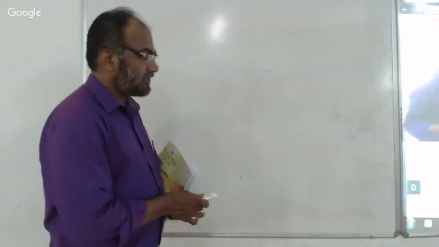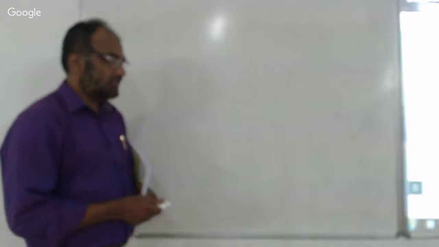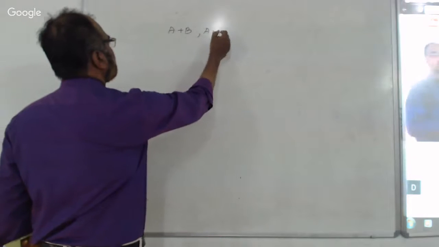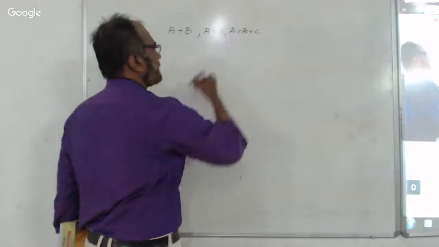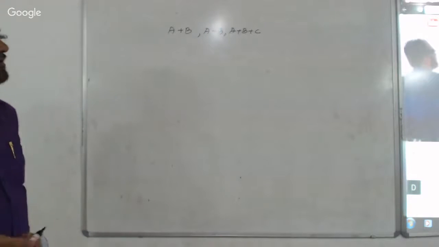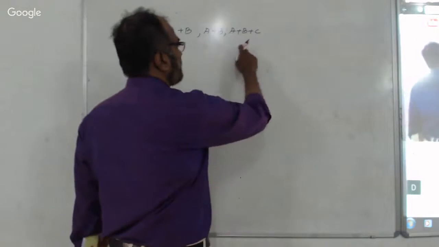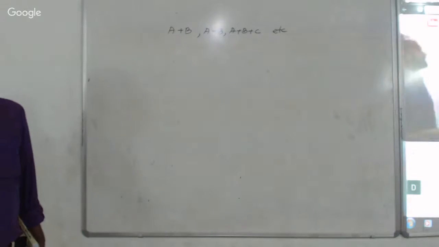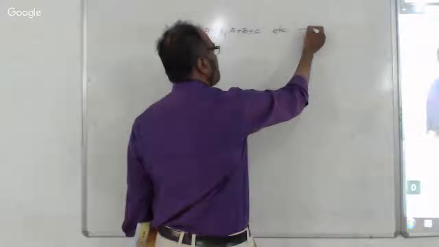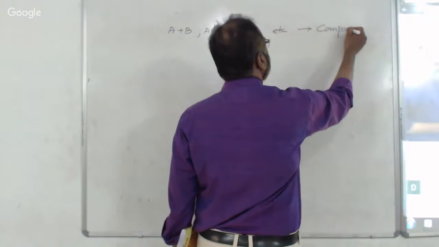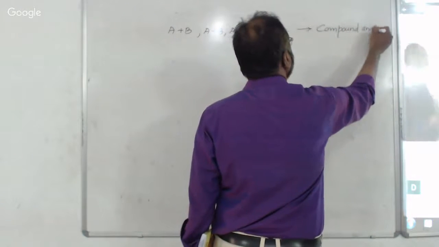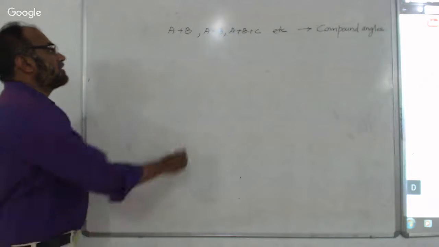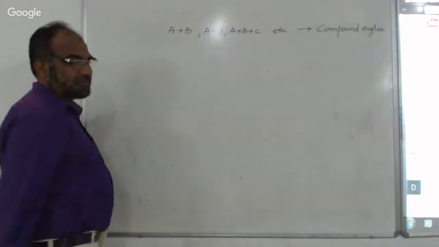Now, today again we will come across a few more results related to angles of the type A plus B, or A minus B, or A plus B plus C. Angles of this type, where A plus B, A minus B, or A plus B plus C, we call them compound angles. Now, these compound angles will be related to trigonometric ratios.